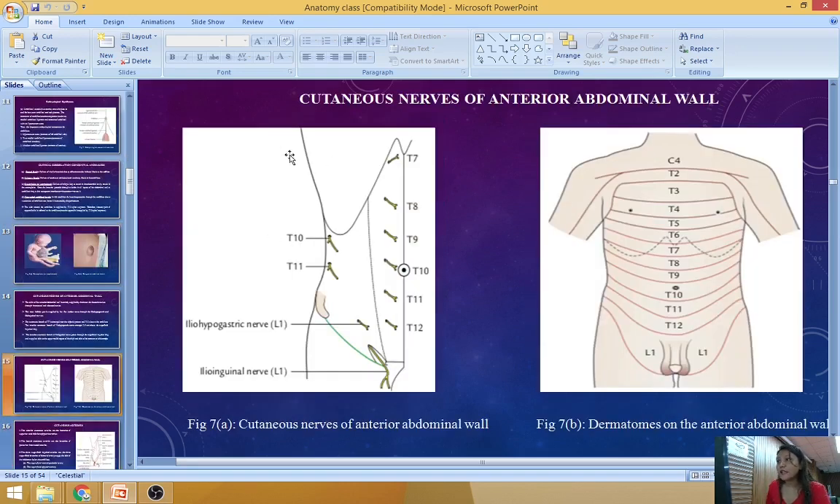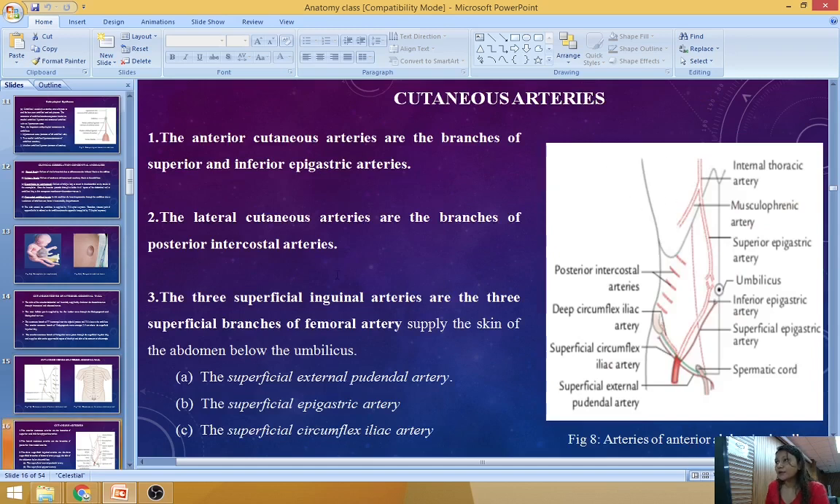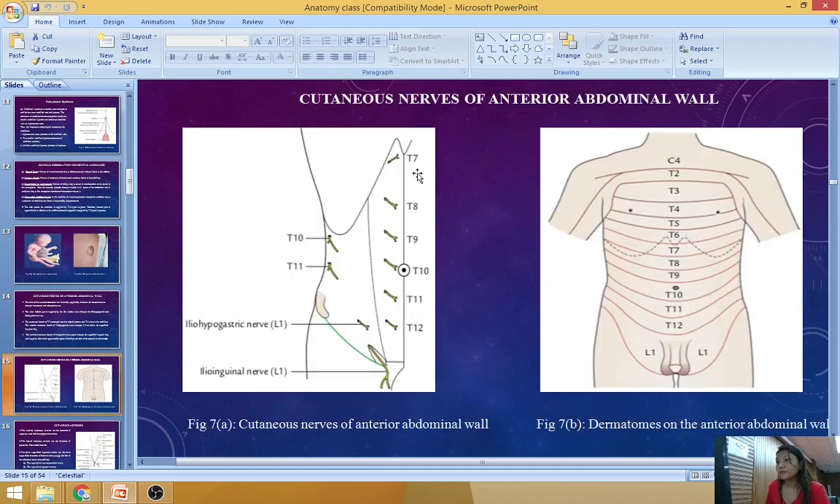Okay, next slide is the cutaneous nerves of the anterior abdominal wall. Very important topic. So what are the cutaneous nerves? From here you have seen, this is the umbilicus. At the level of the umbilicus you have T10. Above the umbilicus till the xiphoid process you have T7 to T9. These are thoracic spinal nerves.